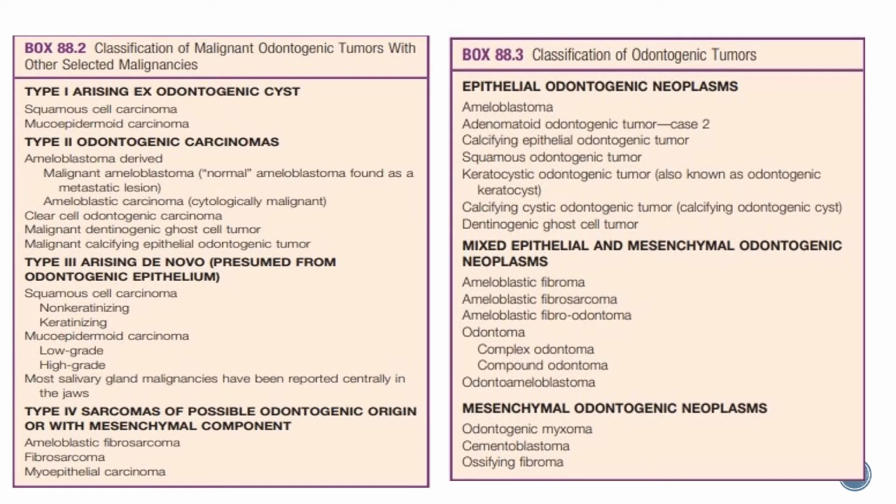There are tables for classification of the malignant odontogenic tumors with other selected malignancies, and the classification of odontogenic tumors. Many malignant transformations are considered to arise from residual cysts and occur in edentulous areas. Malignant lesions are likely to present with pain and swelling, but dysesthesia is a special foreboding symptom. All odontogenic tumors have malignant counterparts, and the age of occurrence is in the 6th or 7th decade, with some reports of a 2:1 ratio.